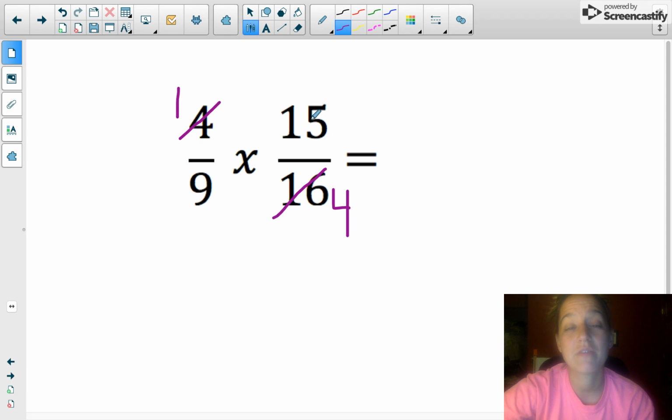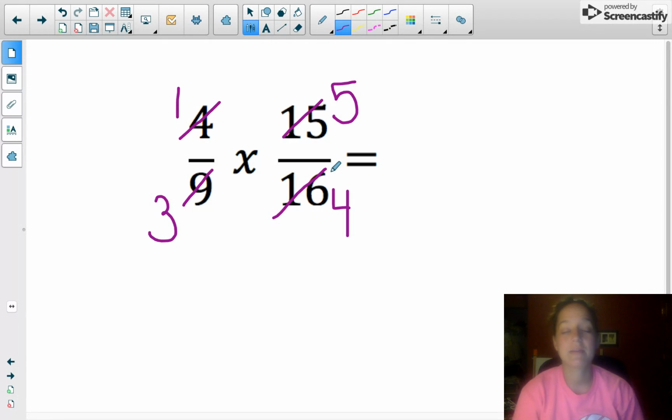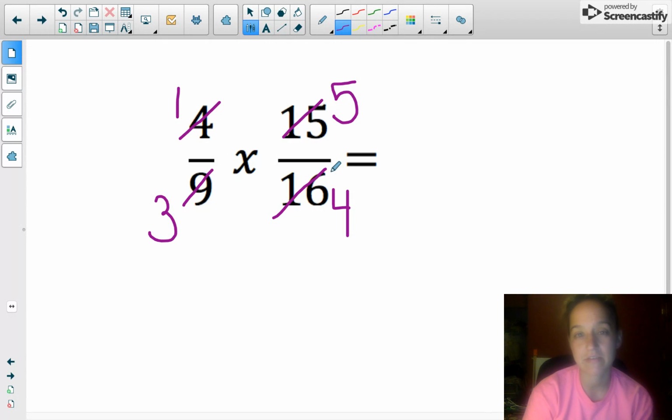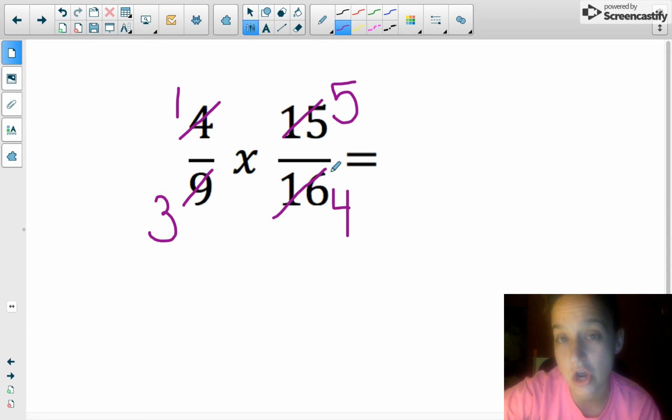You can simplify the 15 and the 9. Both of those have 3 in common, which means I can divide both of them by 3. So if I do 9 divided by 3, I get 3. 15 divided by 3, and I get 5. So now I'm going to look again, and I'm going to say, is there anything else that any of the numbers have in common? One top, one bottom. Is there anything that has anything in common? And the answer is no.